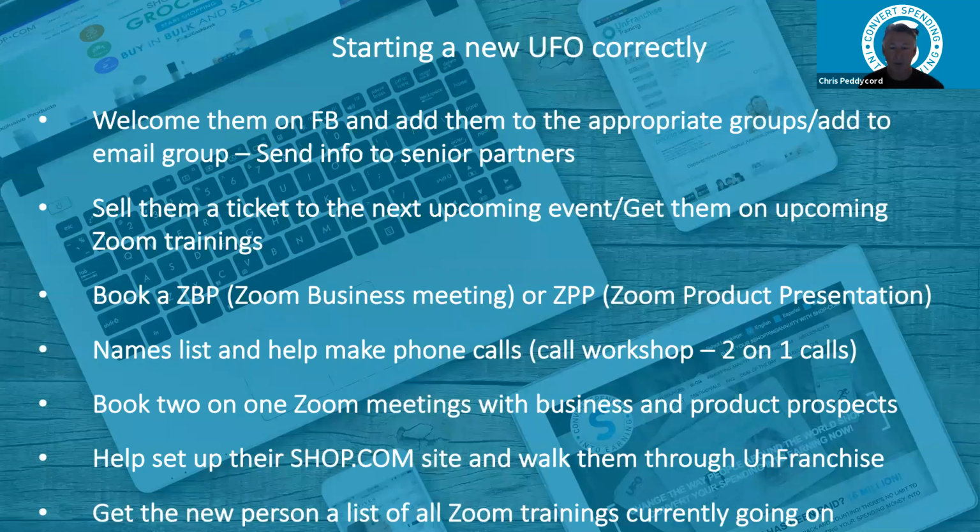And then help them set up their shop.com site, which we talked about, and walk them through unfranchise.com. So make sure they've got that site set up, they know how to order, they understand where to find some of the help and training materials, and where to look for meetings on GMTSS. And then get them a list of all the Zoom meetings going on currently.